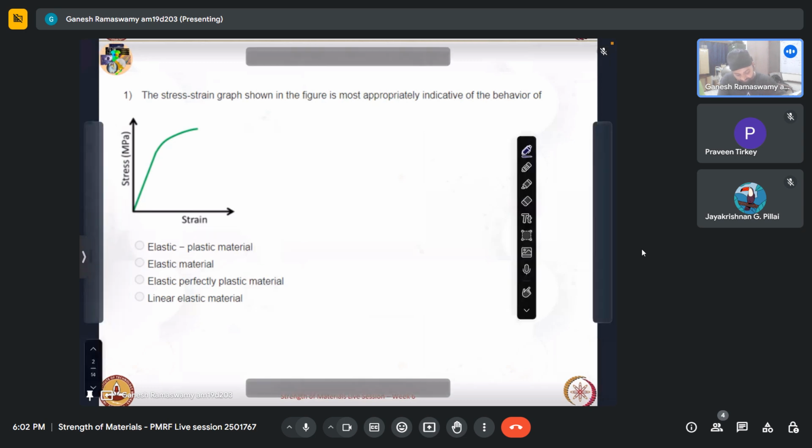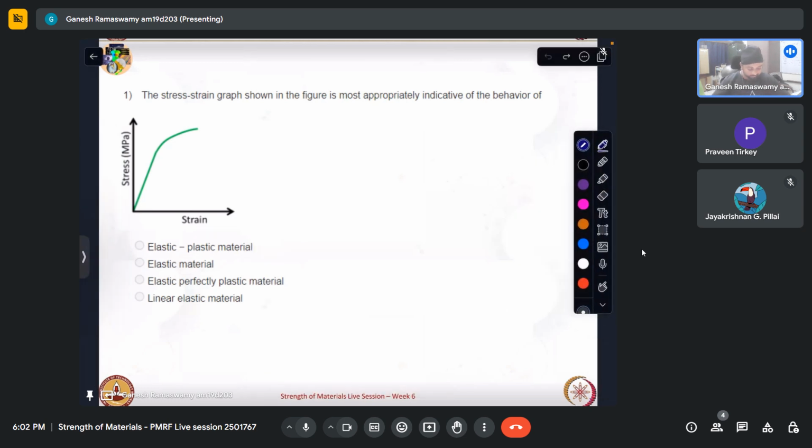So let us look at this question. It says: the stress strain graph shown in the figure is most appropriately indicative of the behavior of which of the following: whether the material is elastic, elastic perfectly plastic, elastic plastic, or linear elastic. Now, as we had discussed in the previous session also, it is the process that makes it what it is. Any material within the confines of certain loads can be classified as linear elastic or viscoelastic or elastic plastic and so on. It depends on the process.